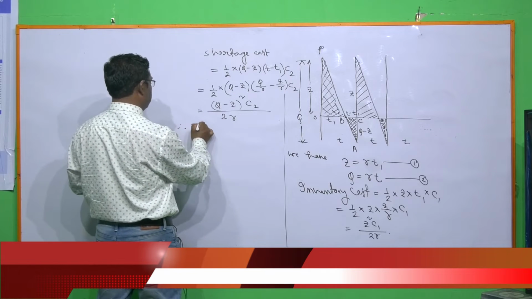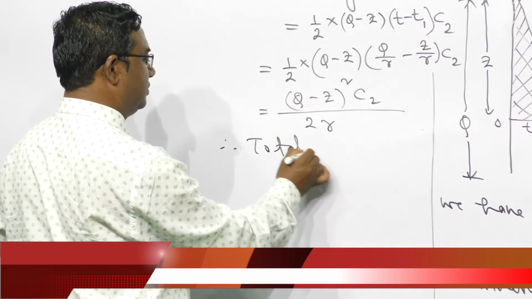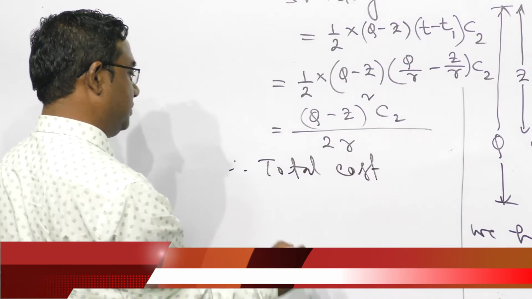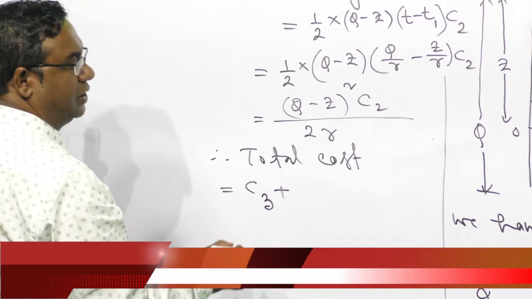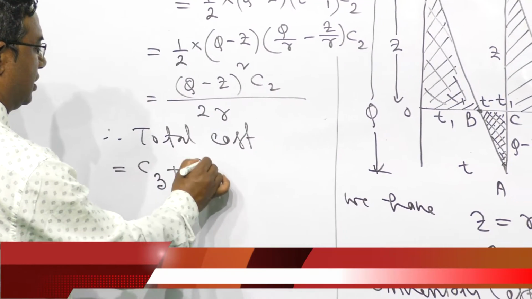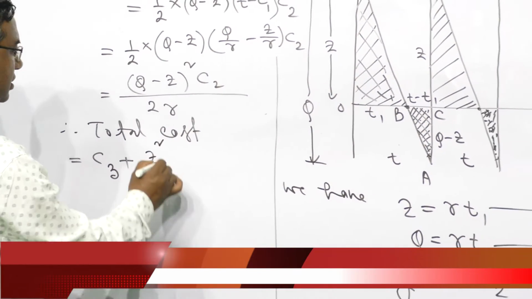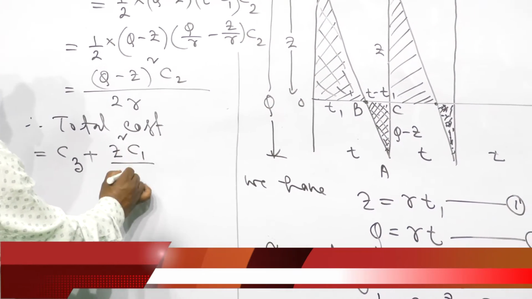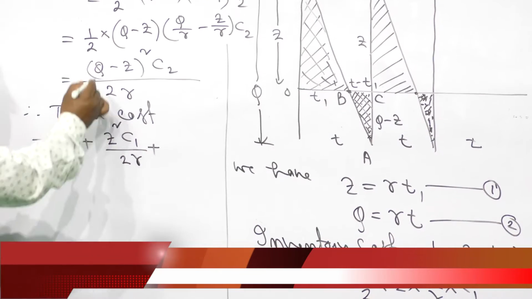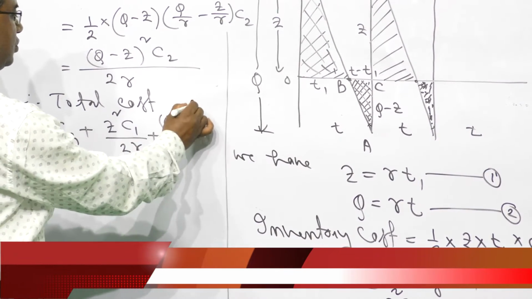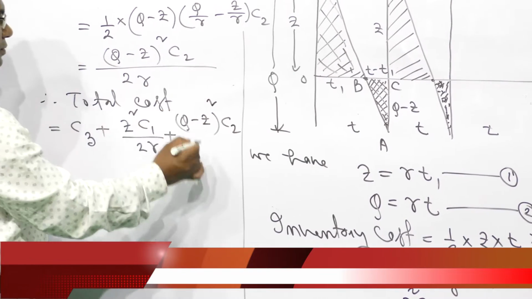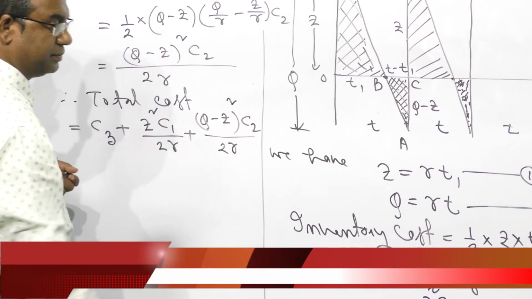Therefore, total cost: C3 is the setup cost. Inventory holding cost is Z square C1 by 2R. Shortage cost is Q minus Z whole square C2 by 2R.